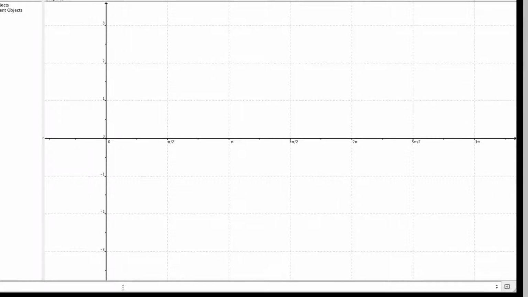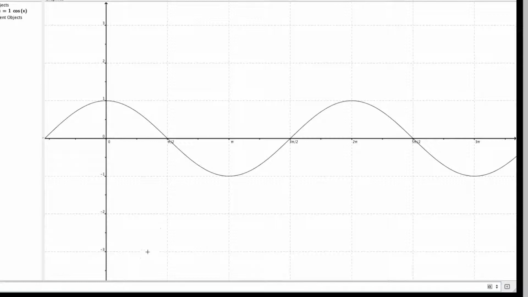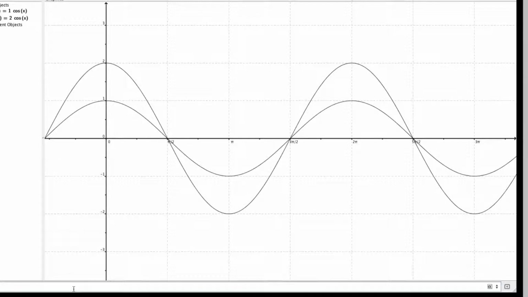If we were to play around with cosine and say y equals 1 cosine of x, it has an amplitude of 1 because it deviates 1 above and 1 below its center line. But the same period, to start up at 1, it takes 2 pi's worth of x values to get back to a height of 1 again. So what if we say y equals 2 cosine of x? You'll notice that it doubles its amplitude.